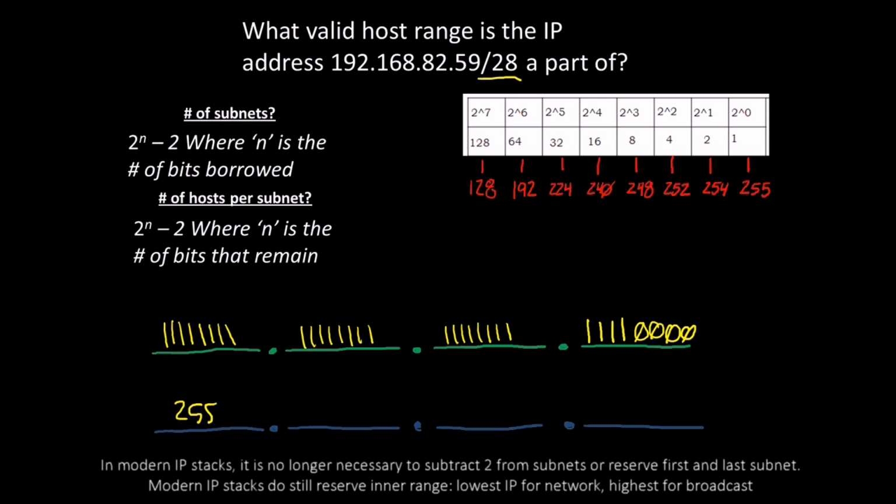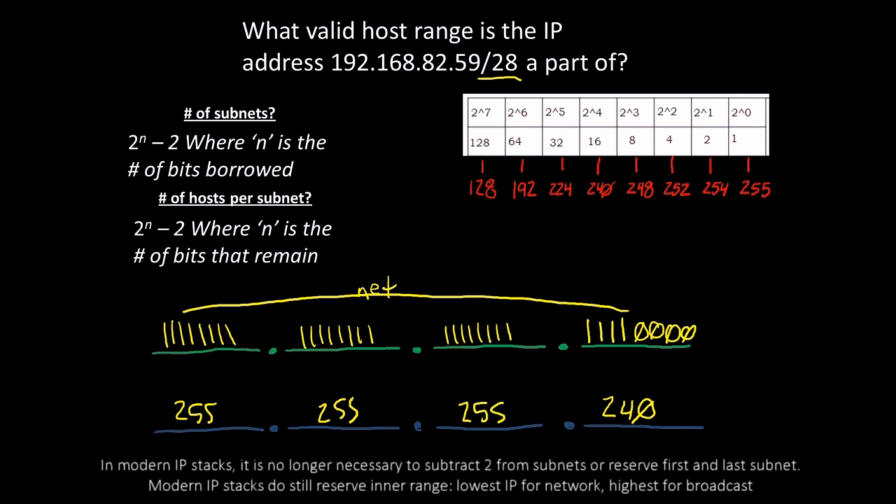So I'm going to do 255.255.255. And I need to go ahead and calculate this using binary conversion. And that's going to give me 240. Okay, so now I have a subnet mask to work with. That means this section right here belongs to network, and these 4 belong to hosts.